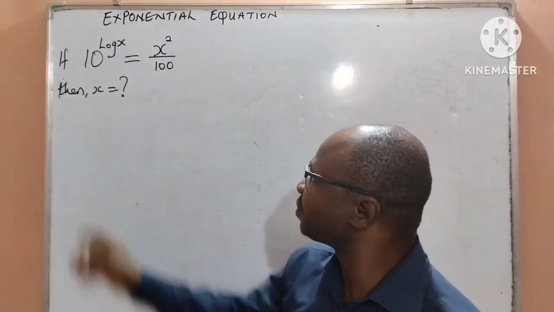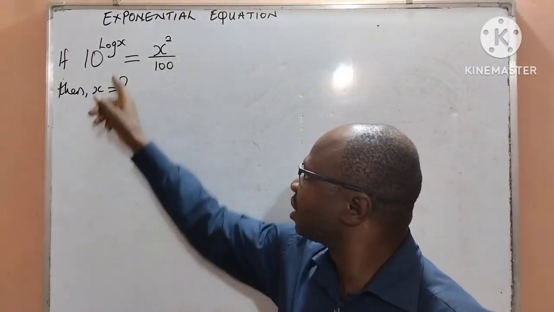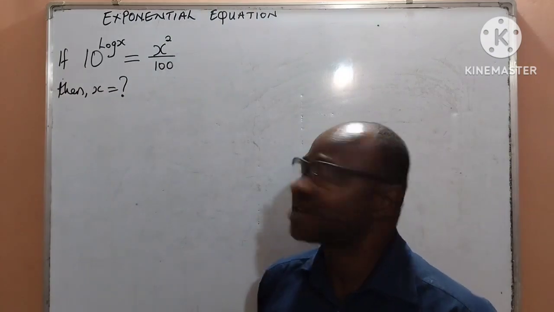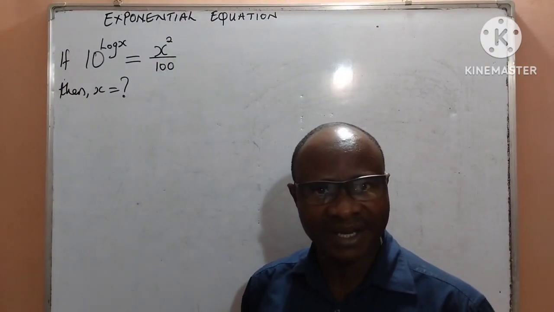If you look into the equation, we see we have x on both sides of the equation. We have x by the left hand side, and of course we also have x raised to the power 2 by the right hand side.